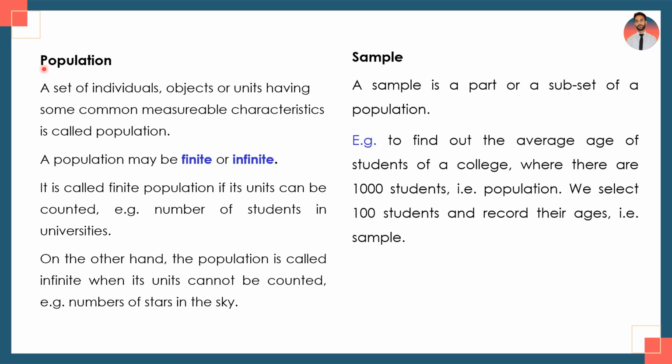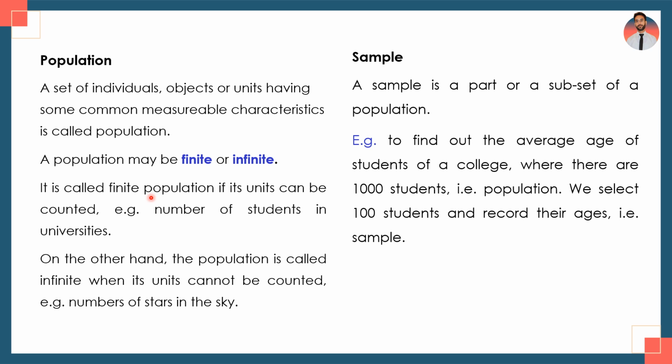The definition of the term population: a set of individuals, objects or units having some common measurable characteristics is called population. Population is a whole aggregate of any information. For example, number of students in a college is my population, or number of patients in a hospital is also an example of population. A population may be finite or infinite.